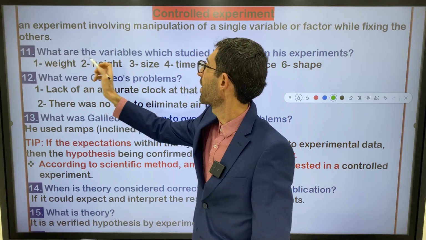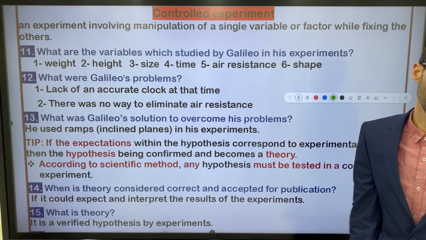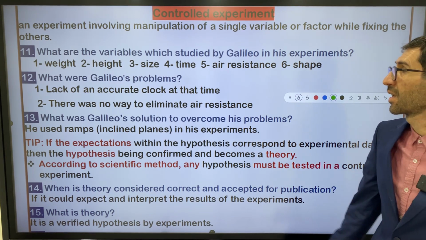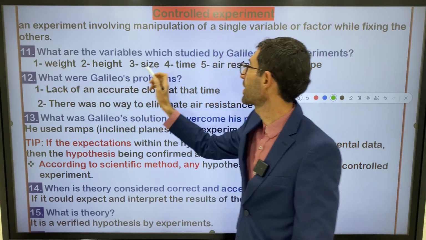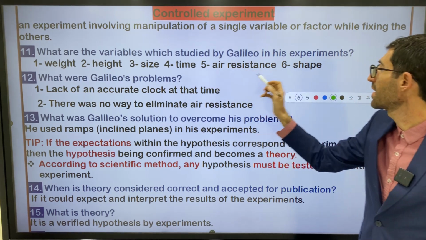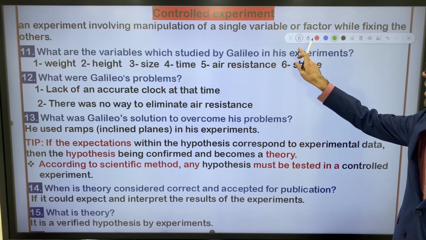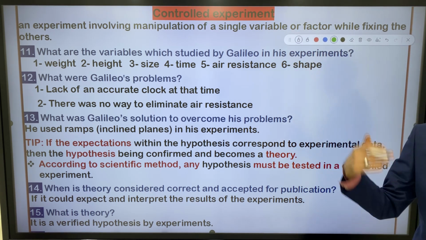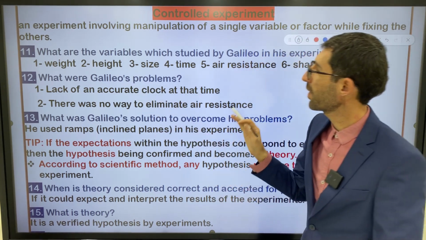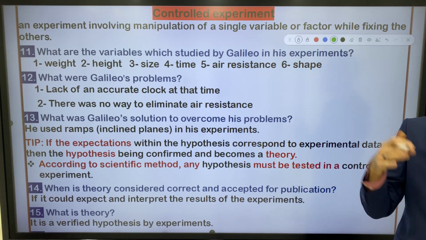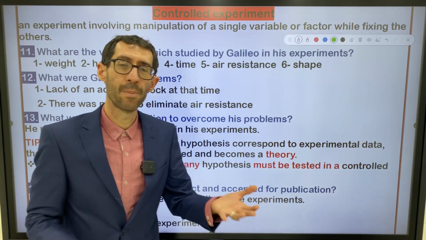Question number 11: what are the variables studied by Galilei in his experiment? What are the factors? The factors were weight, height, size, time, air resistance, and shape. They are all the factors that Galilei focused on, right? What were Galilei's problems? But before I go to Galilei's problems, which I explained in advance in the previous lecture, I explained the problems of Galilei.